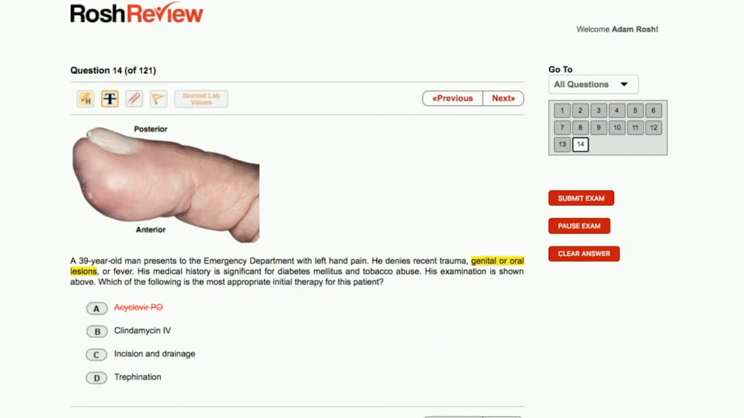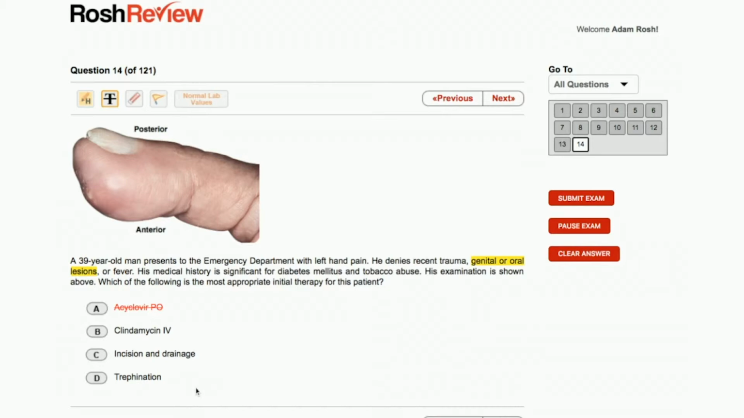Next, let's go to answer choice B, Clindamycin IV. Clindamycin IV is going to treat certainly strep, staph, bacteria. This patient, if we believe that this is an infectious process, may need antibiotics. So let's hold on to that and go on to the next one. We have left C and D. I'm going to go to D first.